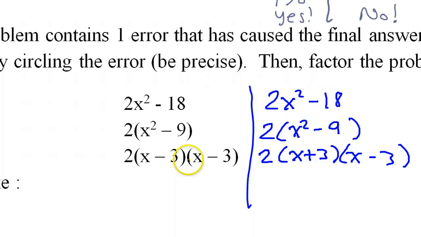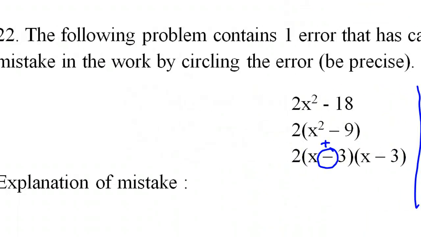Oh, look, I see what they did wrong. I'm going to be real precise. Here's the problem right here. This should have been positive. It should have been x plus 3 times x minus 3. Negative 3 times negative 3 would make positive 9. So you know that's got to be wrong. So, in fact, here's the correct answer right there.